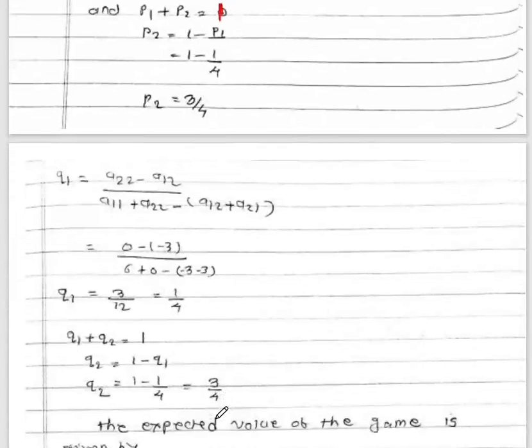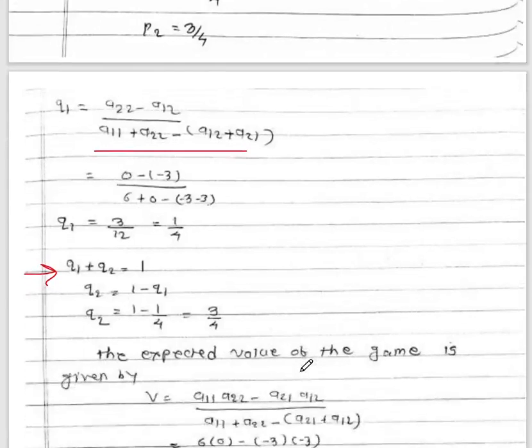Similarly, we can find out Q1 and Q2. Q1 is given by this formula, the optimum strategy for player B. Putting the values from the given payoff matrix and solving, we will get Q1 as 1 by 4. Then by using the condition Q1 plus Q2 equal to 1, we can find Q2 as 1 minus Q1. Putting the value of Q1, you will get Q2 as 3 by 4.